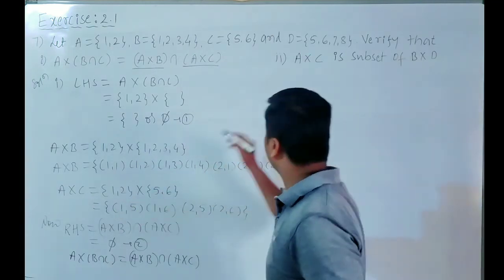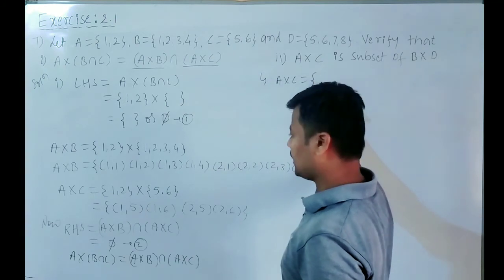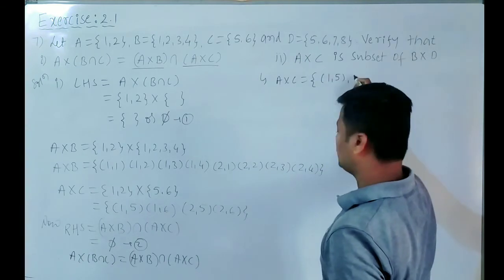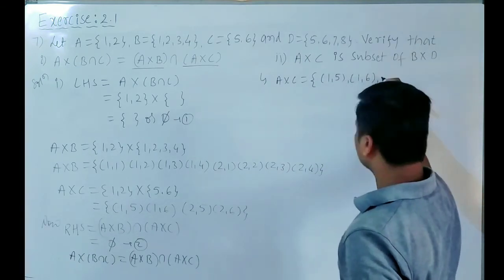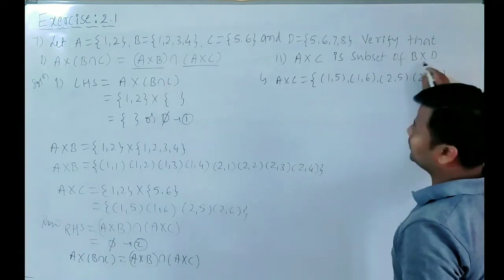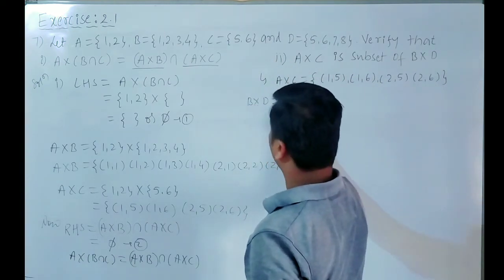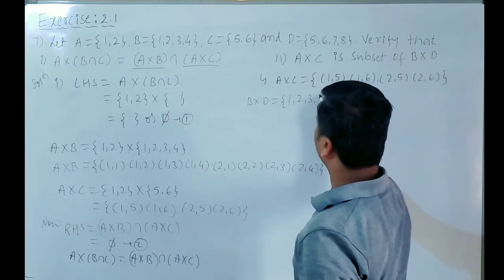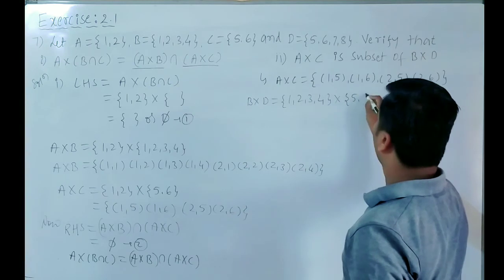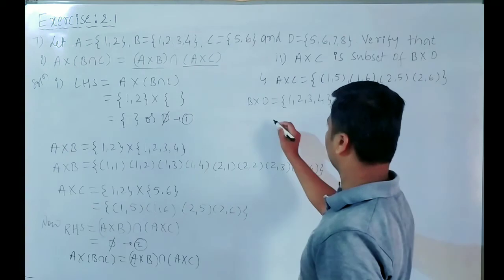So A cross C is the solution for this. Write it directly, A cross C is already there: 1, 5, 1, 6, 2, 5, 2, 6. And we have to find the B cross D. Find B cross D. B cross D equal to, set B is 1, 2, 3, 4 cross D is 5, 6, 7, 8.